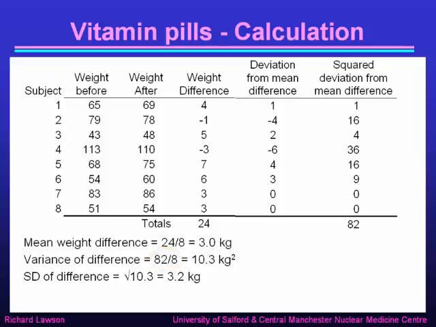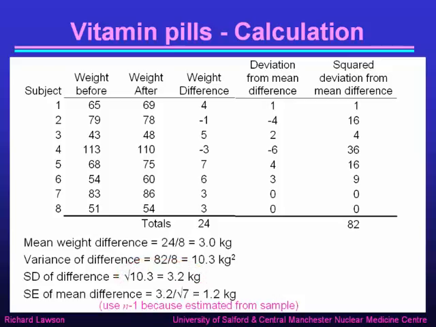That's in units of kilograms squared, and if we take the square root of that, we get the standard deviation of the difference. Root 10.3 is 3.2. So the standard deviation of our difference is 3.2 kilograms.